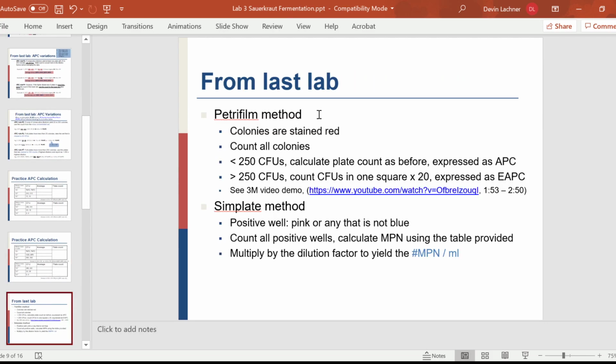So for the Petri film method, make sure you know that the colonies are stained red, and you're going to be counting all those colonies if you're to do that method. Then for SimPlate method, our positive wells are going to be pink, or any color that is not blue, so blue would be negative. And then you'd count those positive wells, and then you'd calculate the most probable number, the MPN, using the table provided. So if you know the dilution factor, then you can figure out the number of most probable numbers per ml.